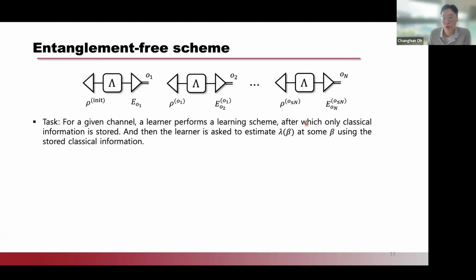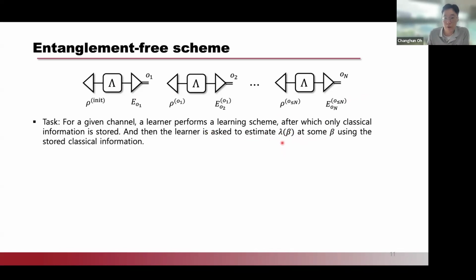like the entanglement-free scheme, after which only classical information is stored. As I said, after finishing this learning scheme, Bob will have only classical information. Then the learner is asked to estimate lambda beta at some beta. Beta is not revealed before the learning. So after finishing all the measurements, Bob is asked to estimate lambda beta at some beta using his stored classical information.